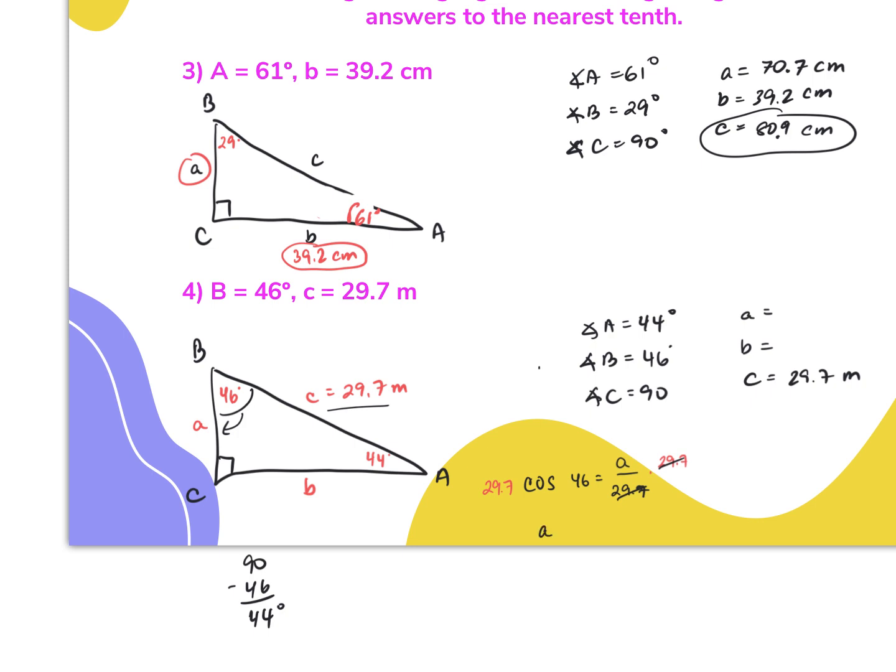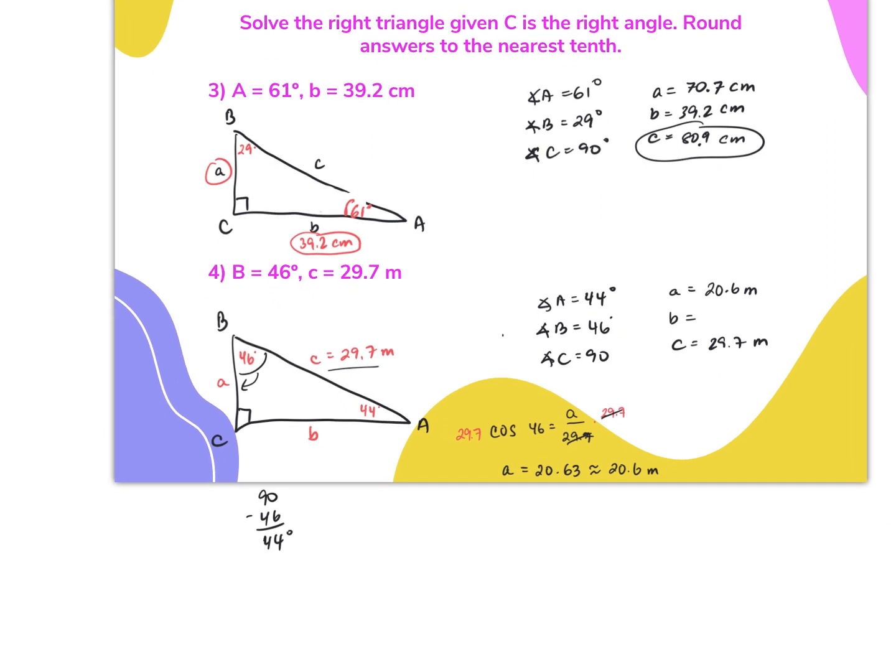So little a is equal to, when I do the math, 20.63, and I have to round to the nearest tenth, so I know it's 20.6. So little a is 20.6 meters. And then now I'm going to solve for little b. Now little b here, or side b, is opposite of angle B. And again, I'm going to stick with using angle B.